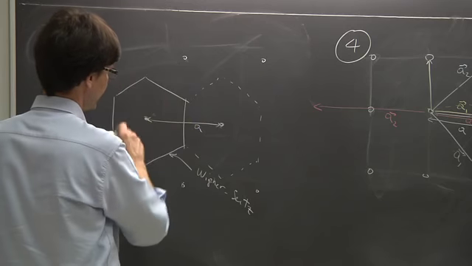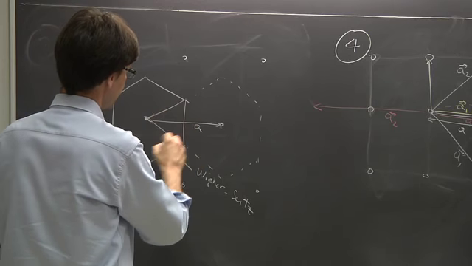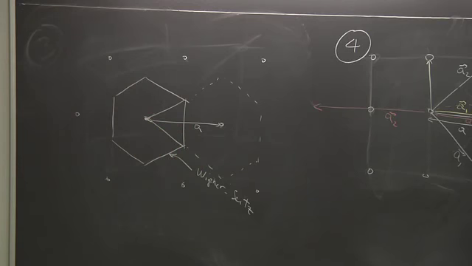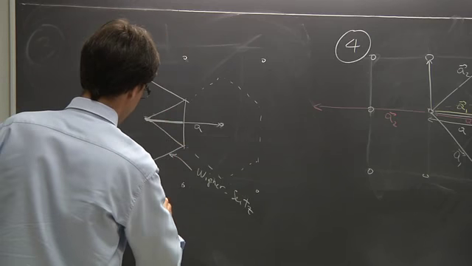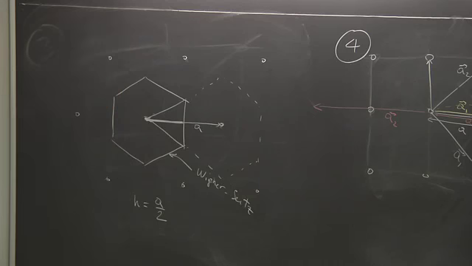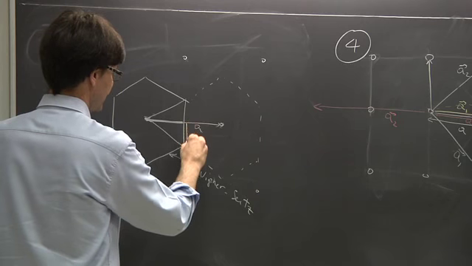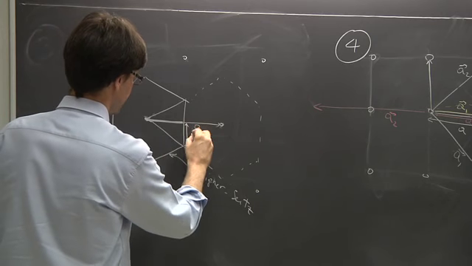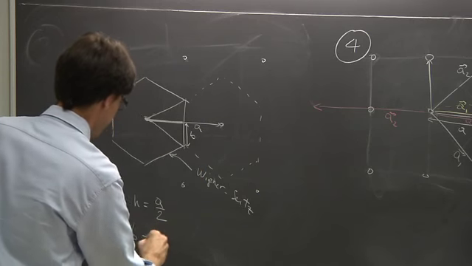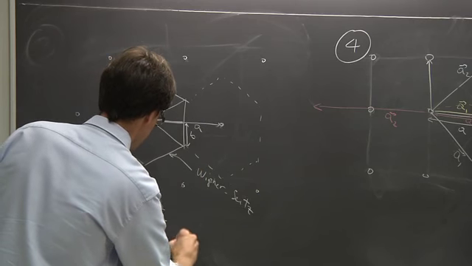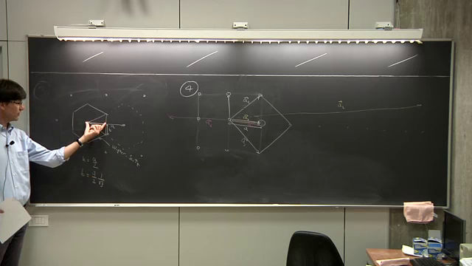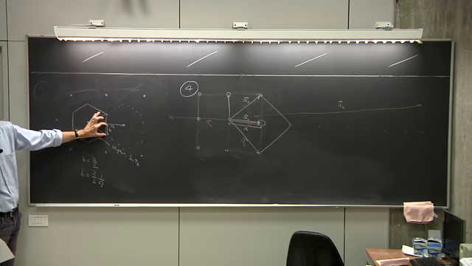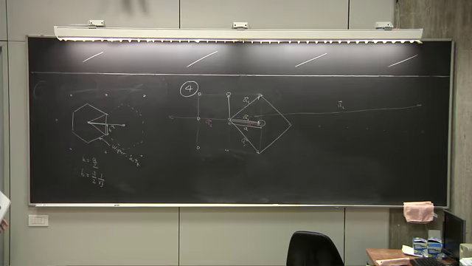How do we do it? Well, the Wigner-Seitz cell is composed of 6 identical equilateral triangles, of which the height here is A over 2. So the height is A over 2, right? Which means that this distance here, let me call it B, B is A over 2 divided by square root 3, right? If this is A over 2, this is 1 over square root 3 times this thing, right?